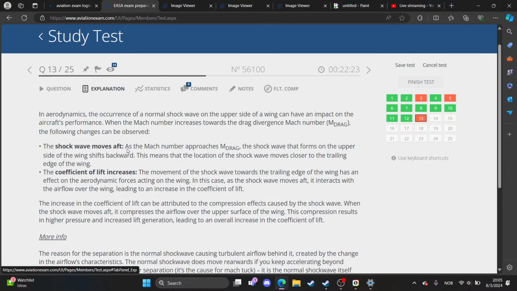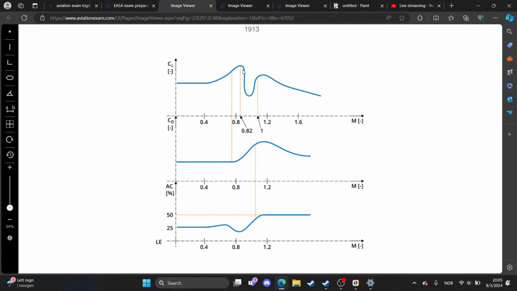The shockwave moves aft, the Mach number approaches M drag, the shockwaves that form on the upper side of the wing move backward, yes. That means the location of the shockwave moves closer to the trailing edge, yes. Coefficient of lift increases. The movement of the shockwave towards the trailing edge of the wing has an effect on the aerodynamic force acting on the wing. In this case, as the shockwave moves aft, it interacts with the airflow over the wing, leading to an increase. Not according to this.